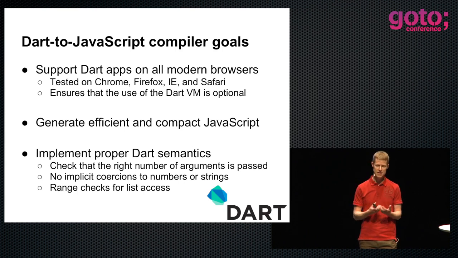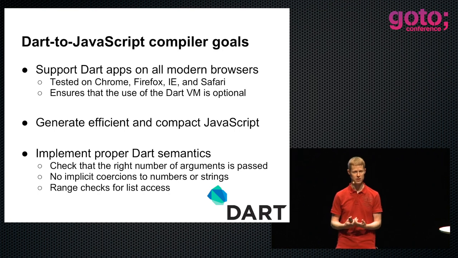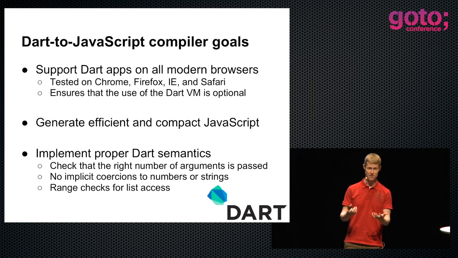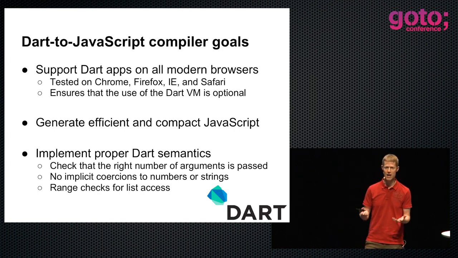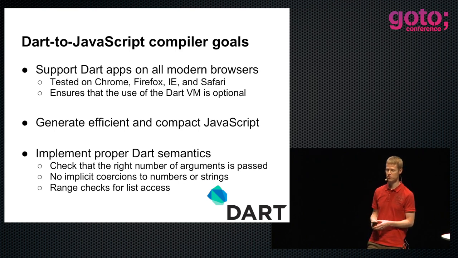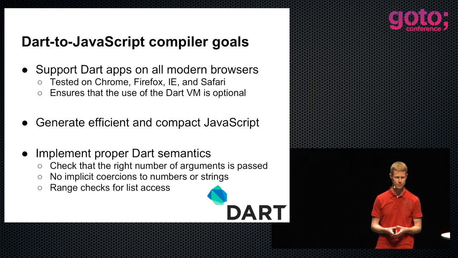So this actually means that the Dart VM is an optional component. You don't have to use it. It's very cool and it's very fast, but you don't have to use it. We're not trying to force you into using that piece of technology. So being able to compile to JavaScript is very important.